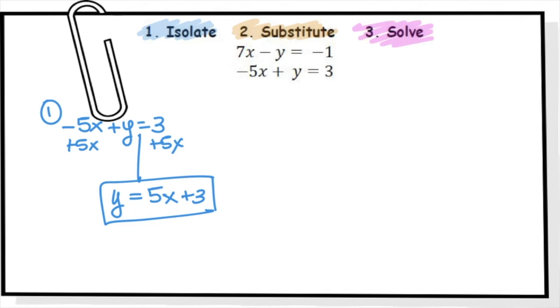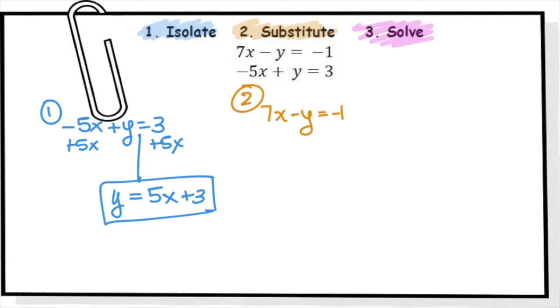So this is an equation that I came up with where y was alone using one of the 2. In this case, I used the second one. Now I have an equation where the y is alone, is isolated. Okay, now we're going to go to number 2, substitute. So my equation that I'm going to use is the first one. If I use the second one to isolate, I have to use the first one to substitute. You never use the same equation for these 2 steps. You have to use different ones.